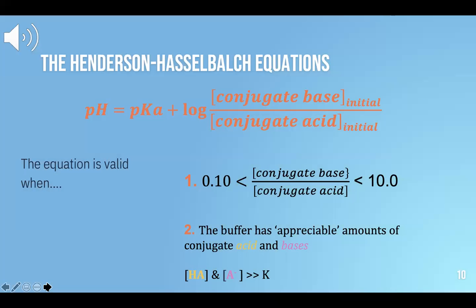Really quickly, let's review the Henderson-Hasselbalch equation, which allows us to approximate the pH of a buffer solution. This equation can be used when appreciable amounts of conjugate acid and base are in the solution. So, the ratio of conjugate base to acid has to be between 0.1 and 10. Second, it has to be appreciable amounts, which means enough of both. Buffers have high concentrations of ions, so HA and A- have to be 100 times greater than Ka in solution.